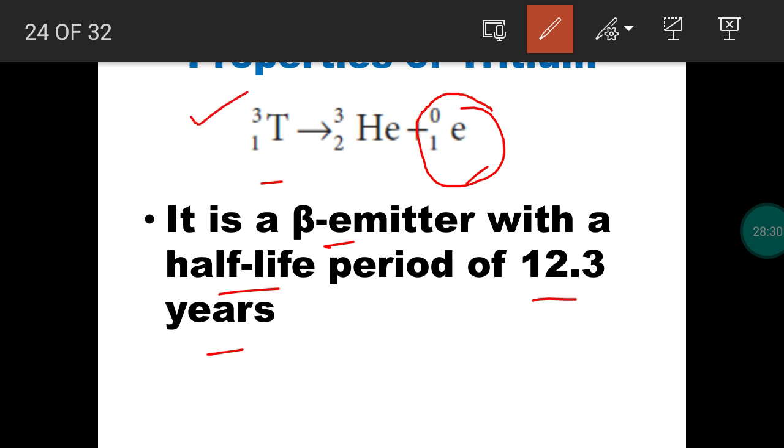So tritium is a radioactive element or isotope. It is emitting beta particles. So this is a beta emitter, and its half-life period is 12.3 years. That means it will take 12.3 years for reducing its concentration to 1/2 of its initial value.